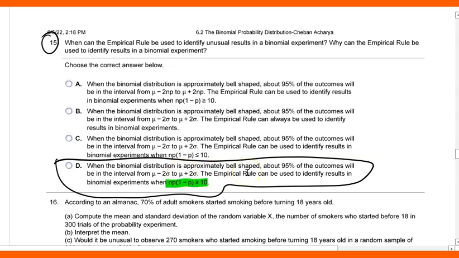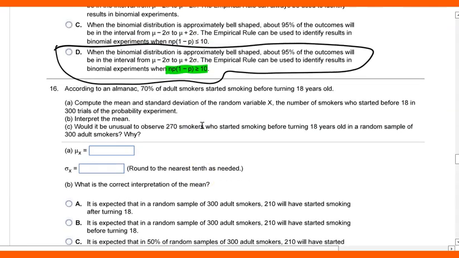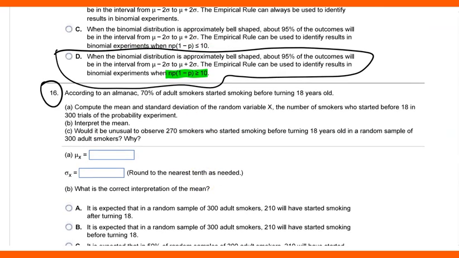Okay, that's question 15. Question number 16. According to the almanac, 70% of adult smokers started smoking before turning 18 years old. Therefore, 70% is the probability of success, so p equals 0.70. Now compute the mean and the standard deviation of the random variable x.